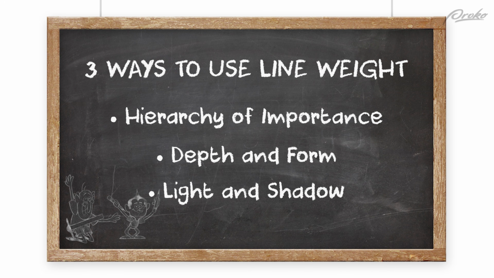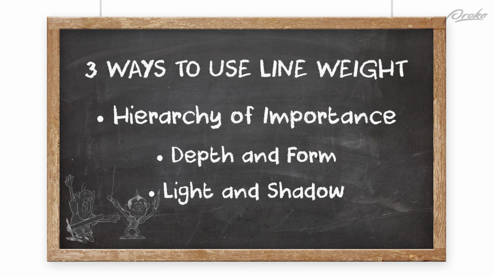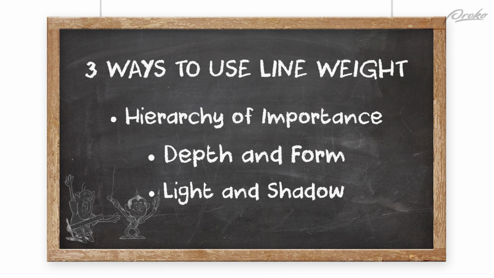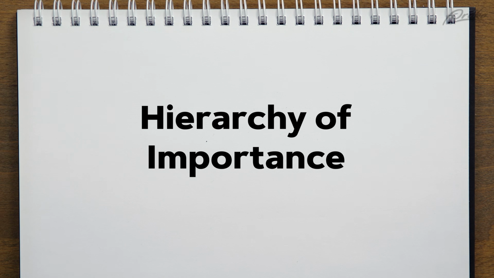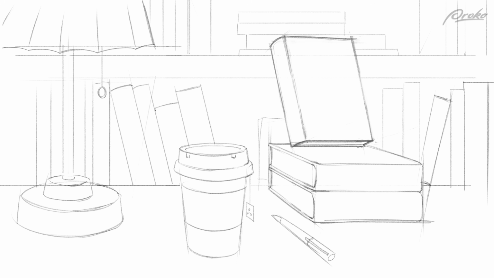By controlling line weight, you can organize the importance of elements in your drawing, show form and depth, and even get a sense of shadow and light without doing any shading. Hierarchy of importance. Our main focus with line weight in the next few lessons is going to be organizing elements in our drawings and conveying the importance of those elements. This is a compositional way of thinking about it.